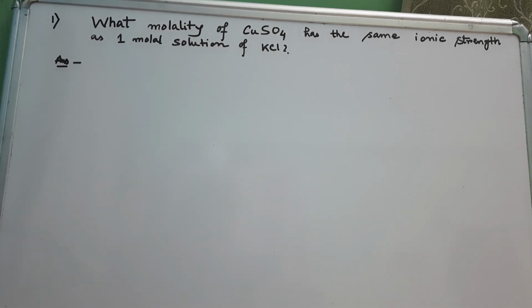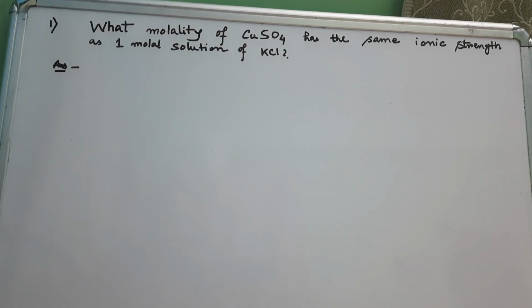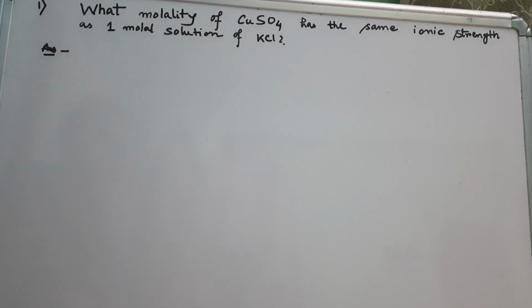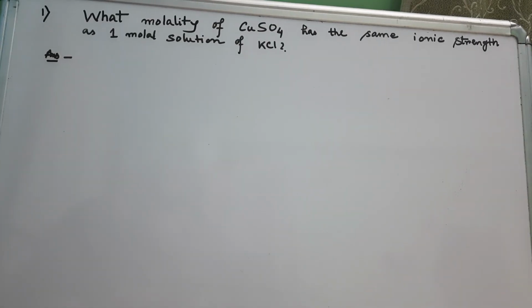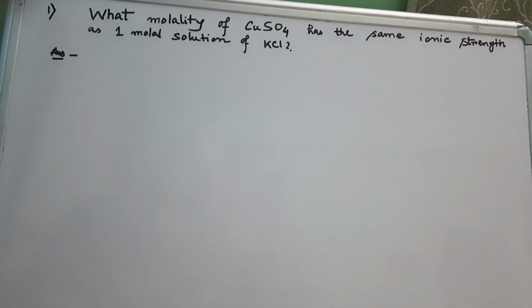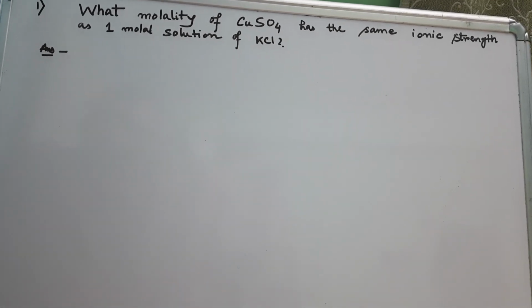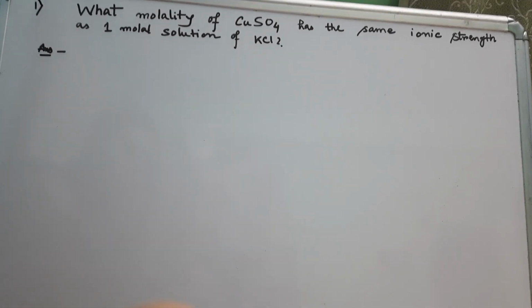Okay, so let's start. The problem given here: what molality of copper sulfate has the same ionic strength as a 1 molar solution of potassium chloride? So actually we have to derive the molality of copper sulfate. What is the formula of ionic strength?